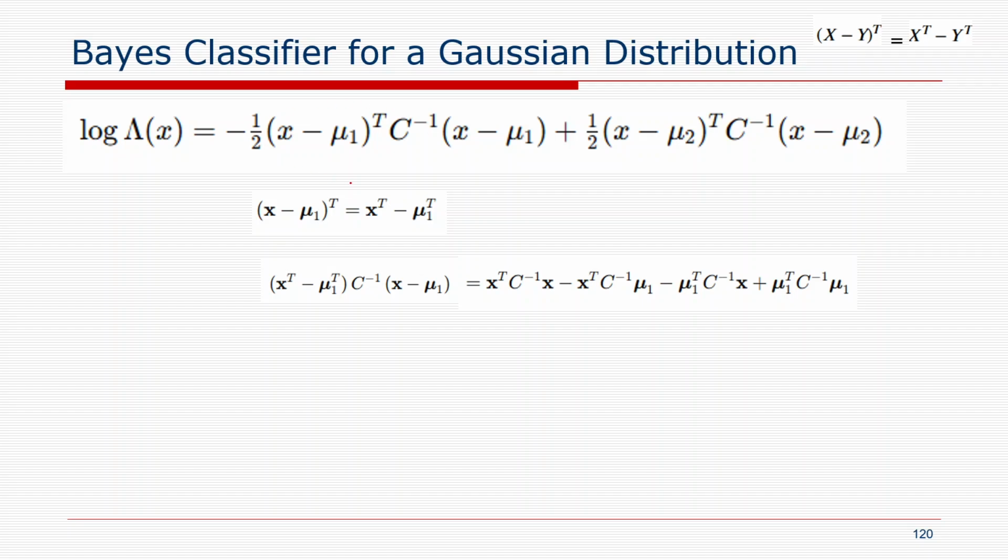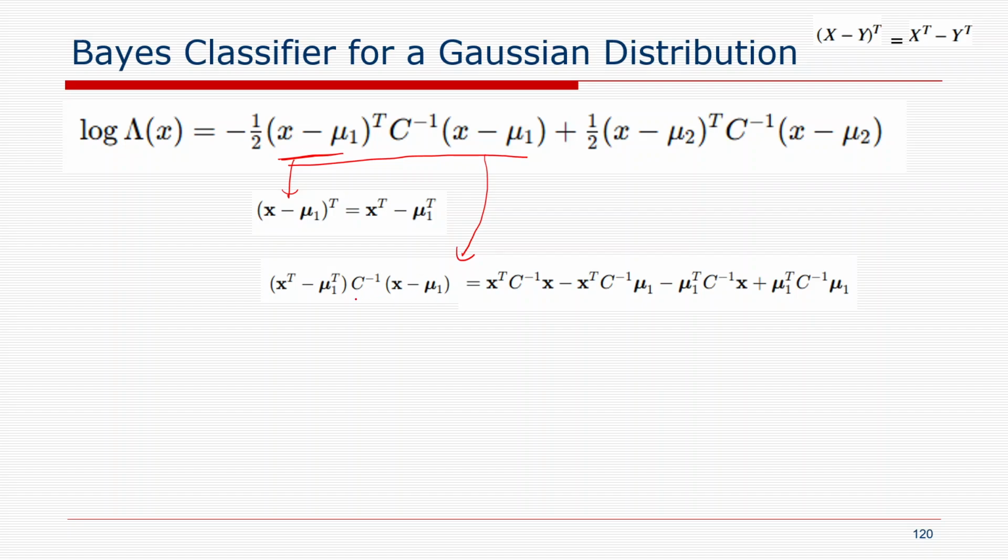And now we will take this term, which is the first term here. In this one, the first term is (x minus mu) whole transpose. We can write it as x transpose minus mu1 transpose. Now we will expand this term, where we replace the first term with x transpose minus mu1 transpose, and then C inverse (x minus mu1).